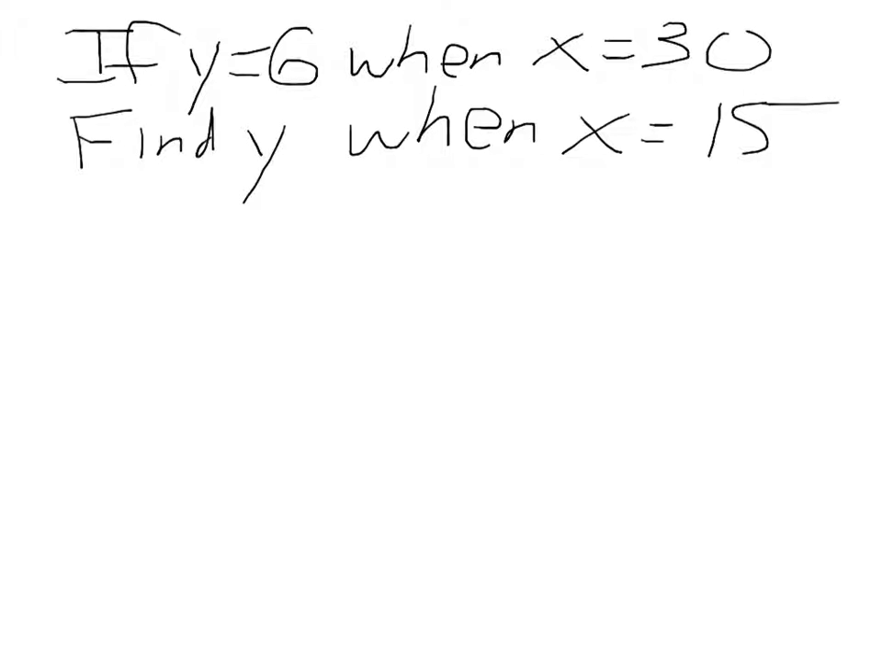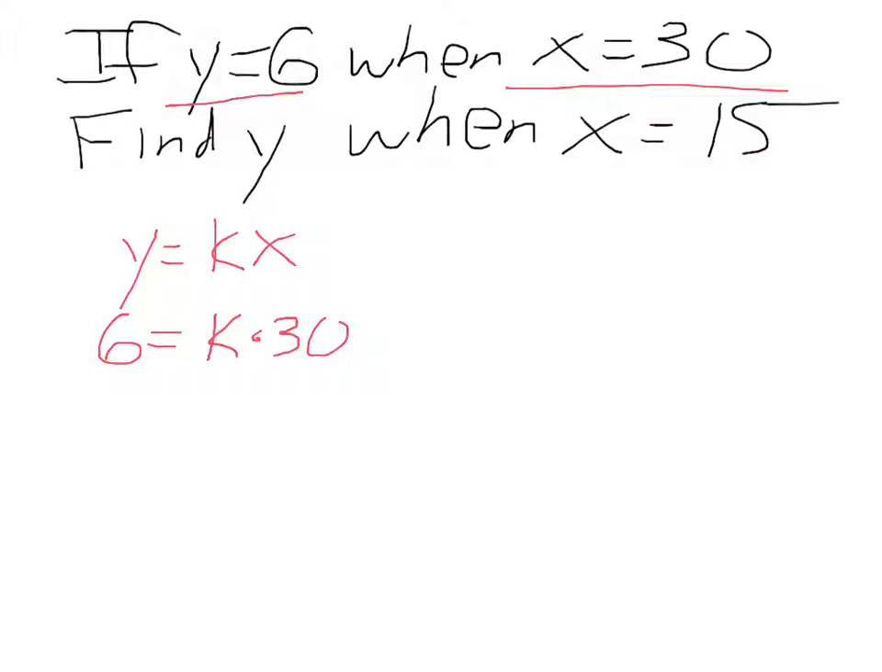Again, I'm going to start by trying to find k, right? So to find k, what equation should I write down? Y equals kx. That is true. Y equals kx. Can I fill in any of the information? Like if I'm trying to find k, do I have the y and the x? Yeah. What are y and x? Yeah, because I'm given that. So I can go 6 equals k times 30.